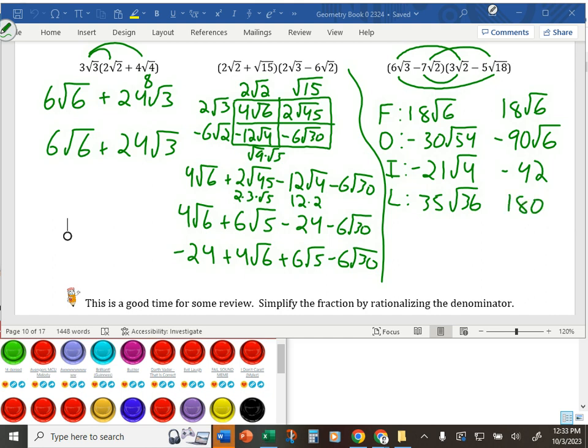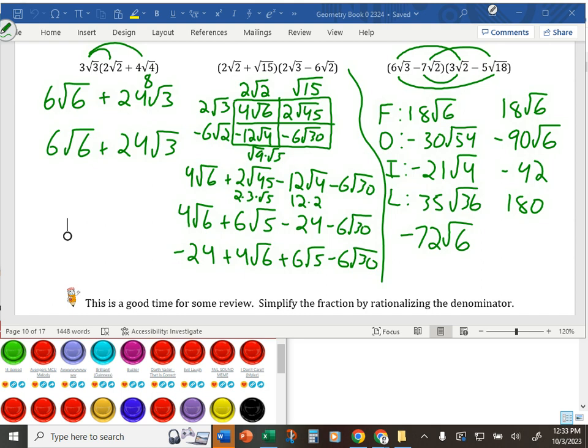Okay? And there are things we can simplify now. That 18 root 6 and then negative 90 root 6, what does that simplify to be? Positive 18 root 6, negative 90 root 6. What do we get? Negative 72 root 6. And like I've always said, that constant should come last in your expression here. Then our constants, 180 and negative 42.